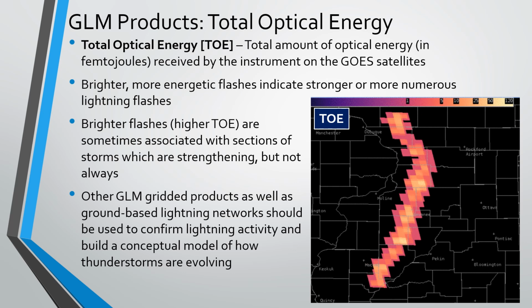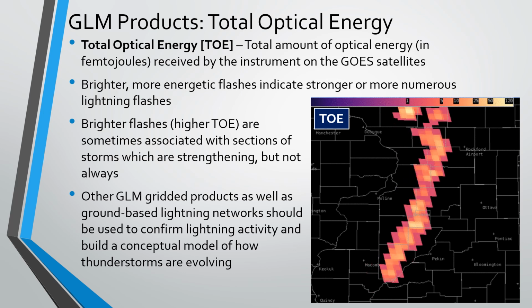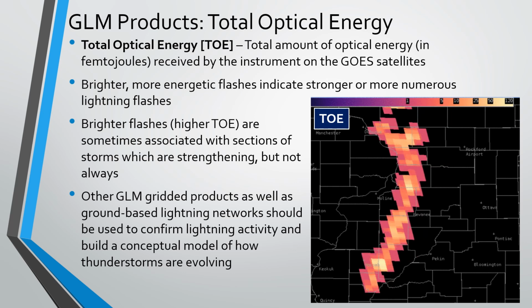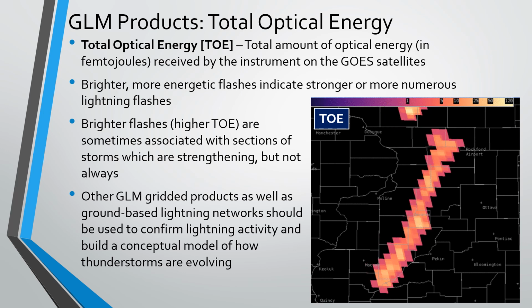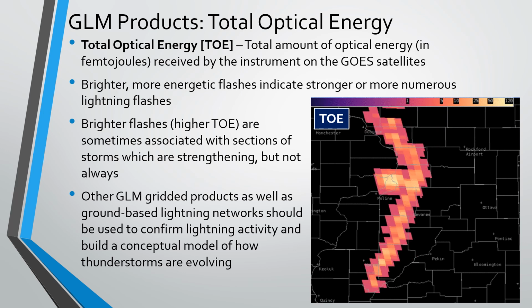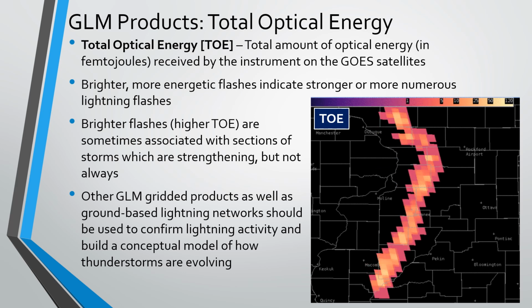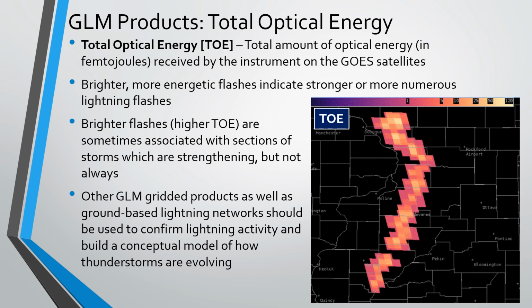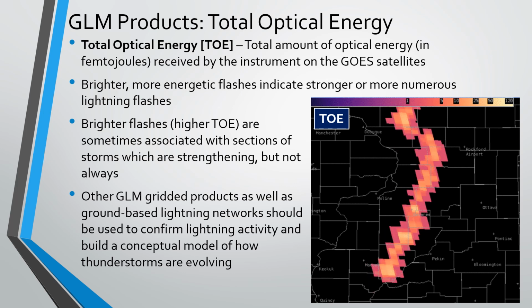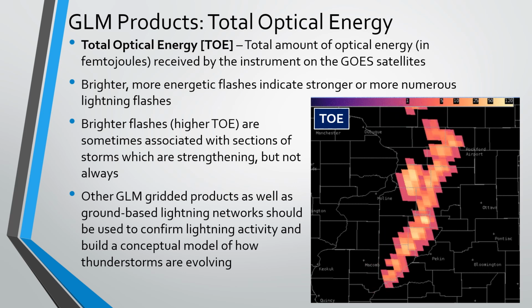Finally, looking at the total optical energy product, or TOE, we can see that it shows where there are brighter flashes, which may indicate more energetic flashes, which may indicate stronger or more numerous thunderstorms. Brighter flashes, higher TOE, are sometimes associated with storms which are strengthening, but not always.